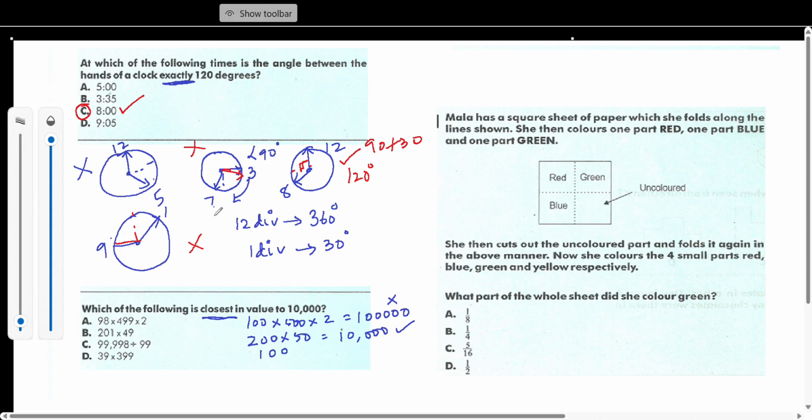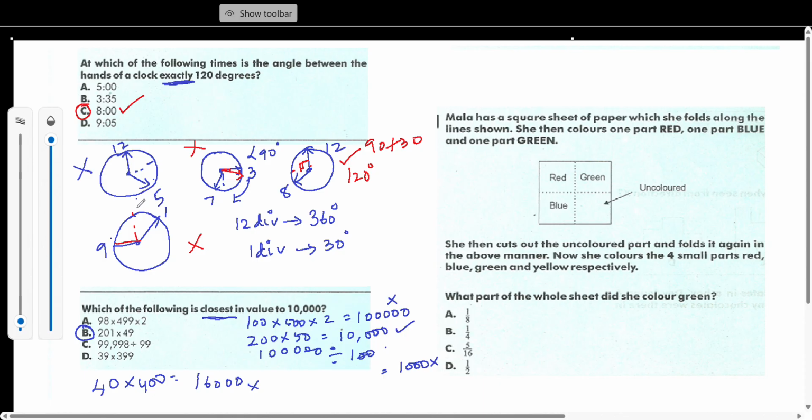99,998 is close to 1 lakh. Divided by 99 can be approximated to 100. 1 lakh divided by 100, 2 zeros will get cancelled, leaving us with 1000. Again, not the answer. The last one, 39 into 399 can be thought of as 40 into 400. 400 into 4 is 1600 and another 0, 16,000. So this is also wrong. Clearly, the correct answer is option B. This is closest to 10,000.